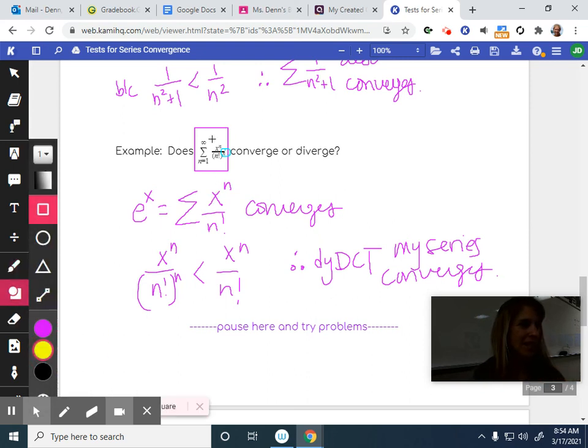But that's the idea. Take the series that we're given, realize, oh, that's really similar to this. And the one I'm given is even smaller than it. So since the one I know converges, the one I'm dealing with also converges.